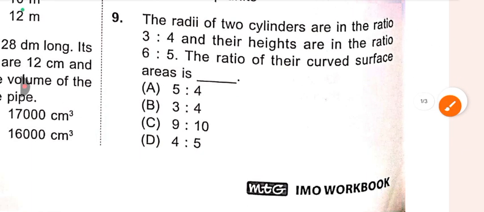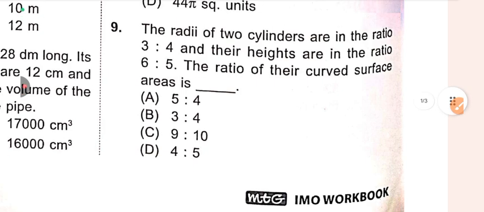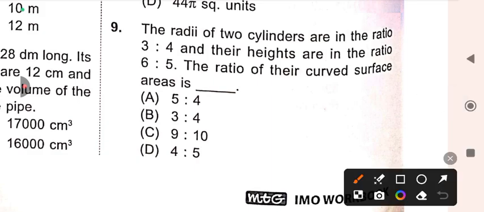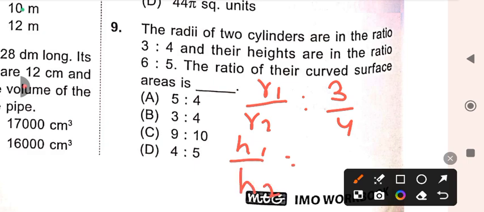Next question is, the radii of two cylinders are in the ratio 3:4 and their heights are in the ratio 6:5. The ratio of their curved surface areas is. For this question, we have to let R1 and R2 be the radii of the two cylinders. So R1 upon R2 is equal to 3 upon 4, and heights are in the ratio H1 upon H2 is equal to 6 upon 5. So we have to find the ratio of the curved surface areas. What we have to find is S1 upon S2, and what is its value?